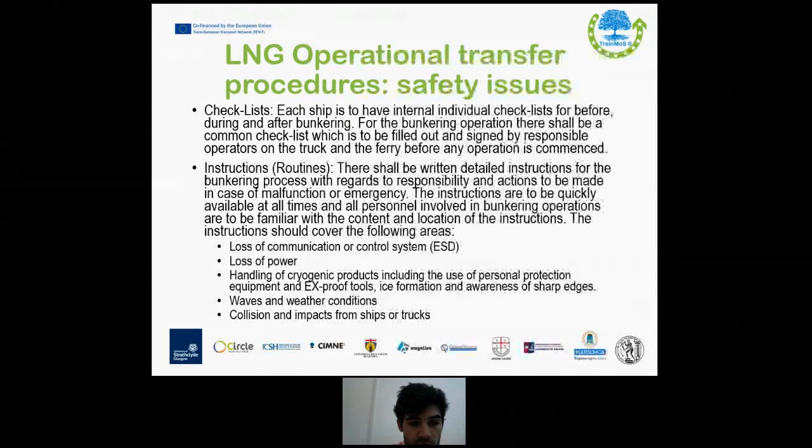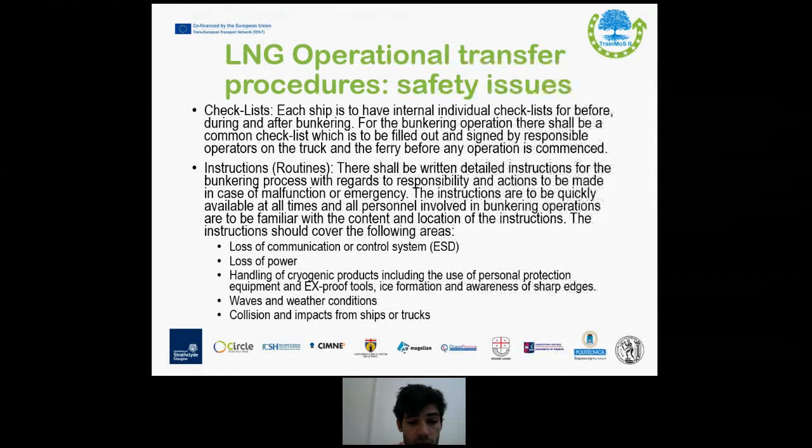Then we have the instructions or the routines, where there shall be written detailed instructions for the bunkering process with regards to the responsibility and actions to be made in case of a malfunction or emergency. These instructions are to be quickly available at all times, and all personnel involved in bunkering operations are to be familiar with the content and location of the instructions.